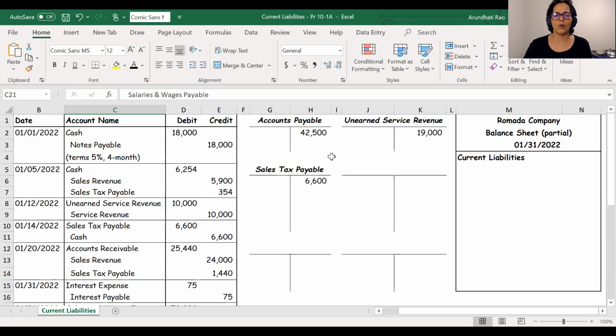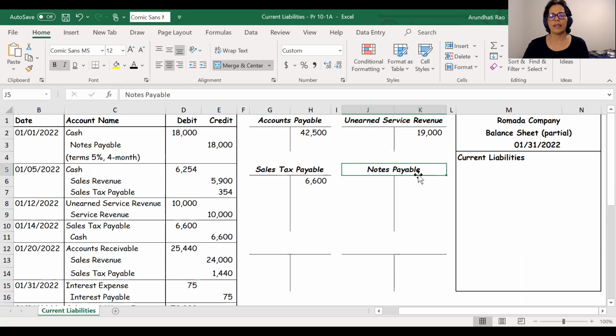So the first one, notes payable, is going to be credited. We didn't have that account, so I created it, and I have notes payable credit of $18,000. In the second journal entry, I had sales tax payable credit. I already have a sales tax payable account, so I obviously use the same account, and I post the credit of $354 there. And the third transaction, unearned service revenue decreased. The liability decreased by $10,000, so I posted on the debit side.